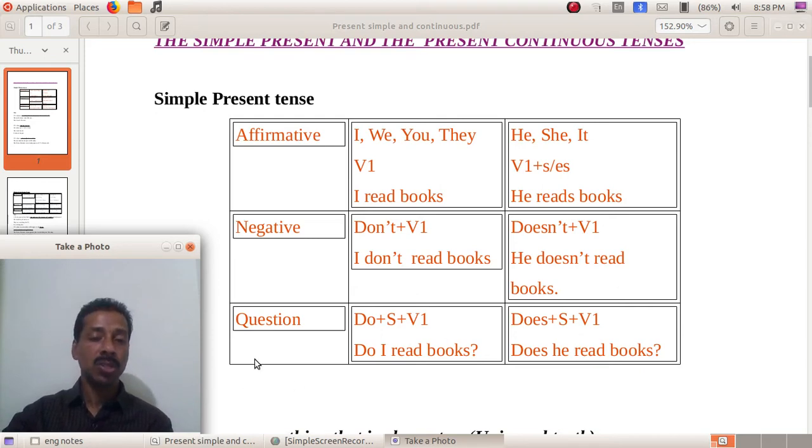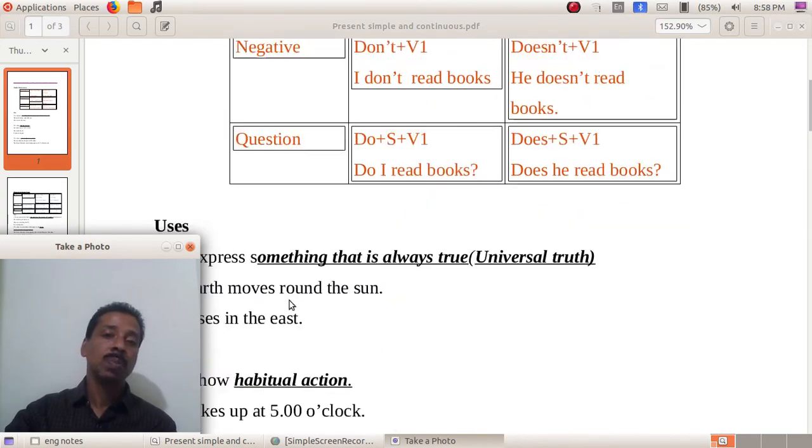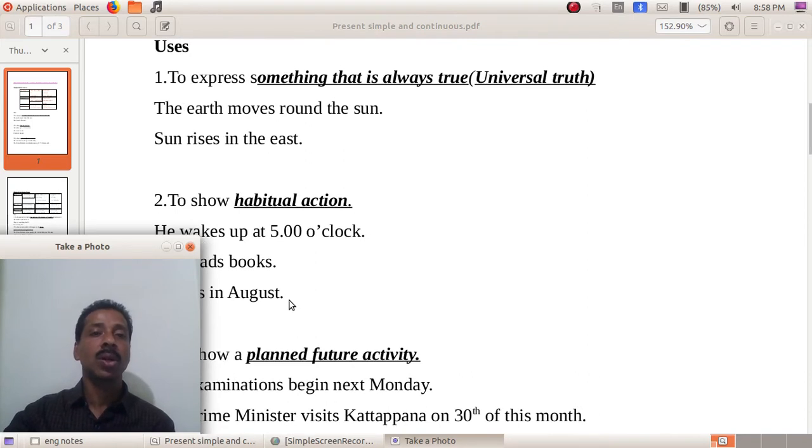And in the case of questions, we have learned that the first word should be an auxiliary verb. Auxiliary verb plus subject plus main verb is the format of questions. So do plus subject plus V1: do I read books? And if it is third person singular, does. So does he or does she read books, etc. So this is the basic thing about simple present which you have already learned. So we'll come to the uses of simple present.